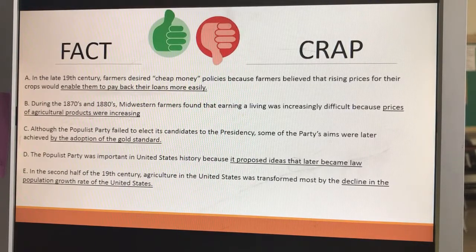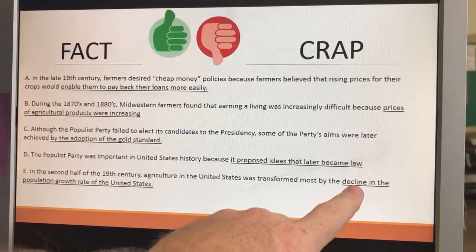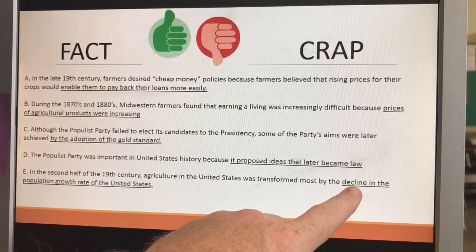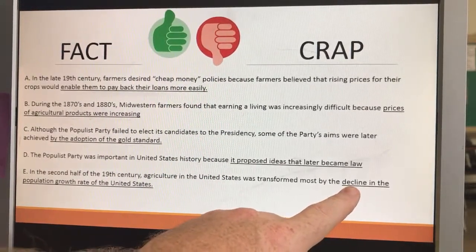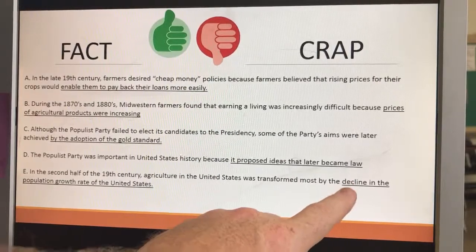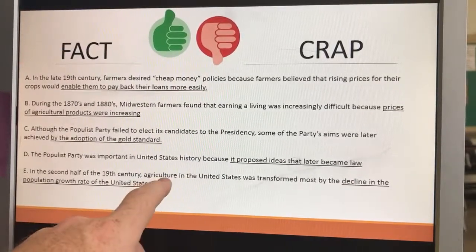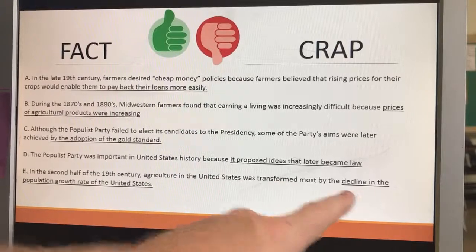Letter E, in the second half of the 19th century, agriculture in the United States was transformed most by the decline in population growth rate of the United States. That is crap. Number one, there wasn't a decline in the population growth rate. More immigrants came to America. The second thing, agriculture was not transformed because of that.